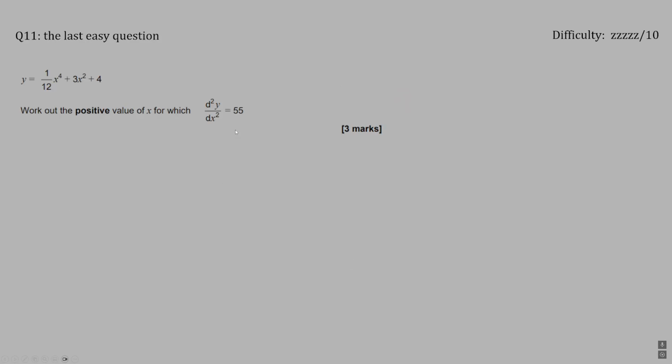Right, so final easy question. We got the double derivative. It does not look that difficult at all. It's not showing you to apply it. You're just doing it. So just find it. It's made it pretty easy for you here because you multiply it by 12. Make it equal to 55. Take away 6. Square root. You get plus or minus 7, but it does say positive, so x equals 7. Not too difficult there.